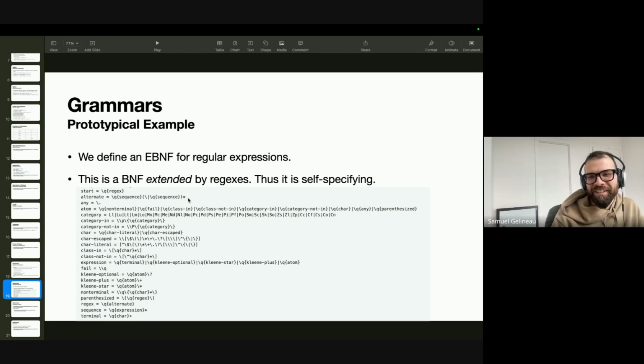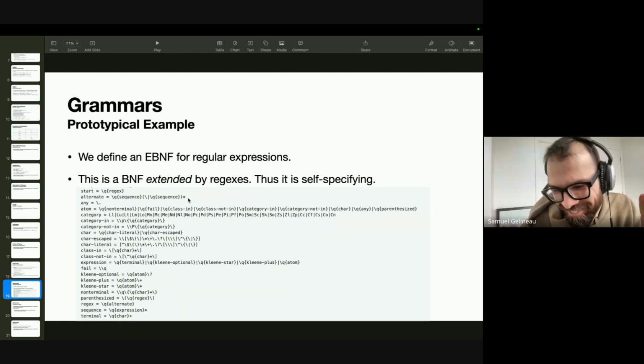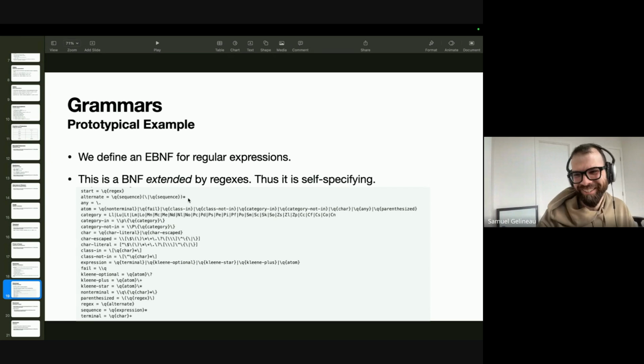I find it so funny how, of course, we're all familiar with regular expressions. This is the very complex category stuff we're not familiar with.